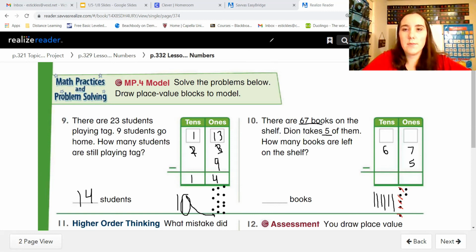So let's see what I have left. I have 1, 2. I have 2 ones left because 7 minus 5 equals 2. And then I still have my 6 tens. I didn't have to regroup, so I still have all 6. So my difference is 62. That's my answer. There are still 62 books left.